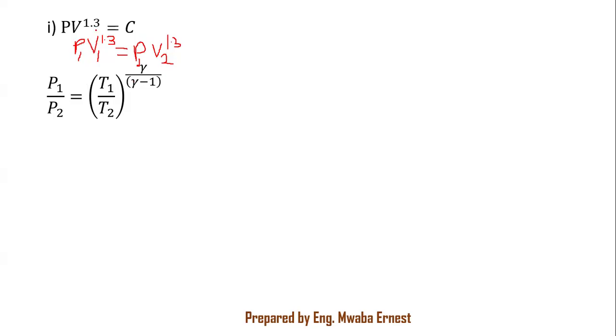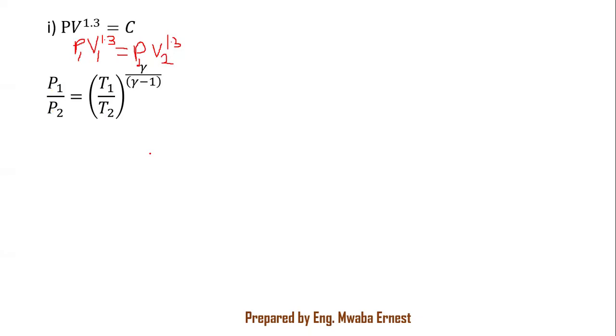Now, considering that this is an adiabatic process, while the volumes behave like this, the pressures relate in this manner, where we say P1 over P2 is equal to T1 over T2 raised to power gamma over gamma minus 1.